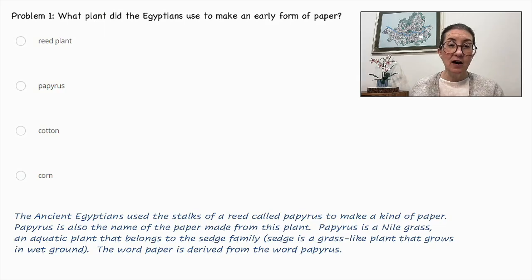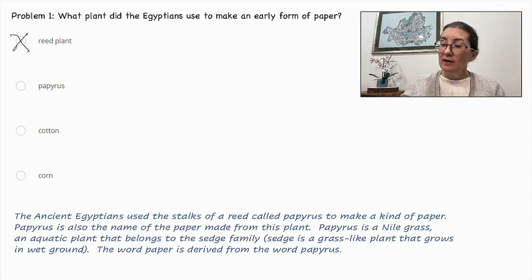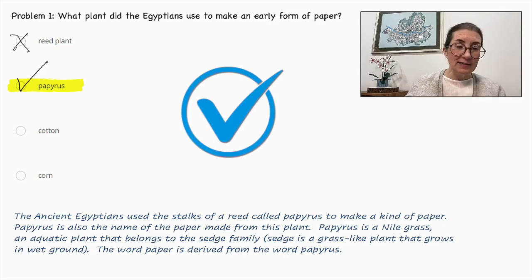Papyrus is a Nile grass, an aquatic plant that belongs to the sedge family. Sedge is a grass-like plant that grows in wet ground. The word paper is derived from the word papyrus. So let's review our answers. Reed plant, and while papyrus is a reed plant, that is too general, so we can cross that out. We know the answer is papyrus and not cotton and not corn.